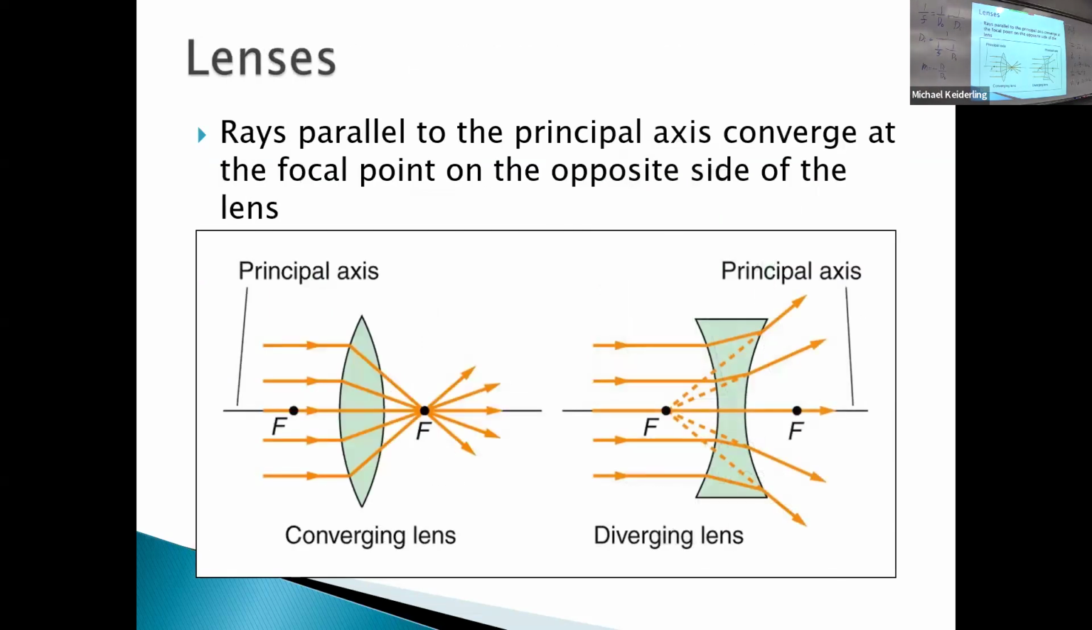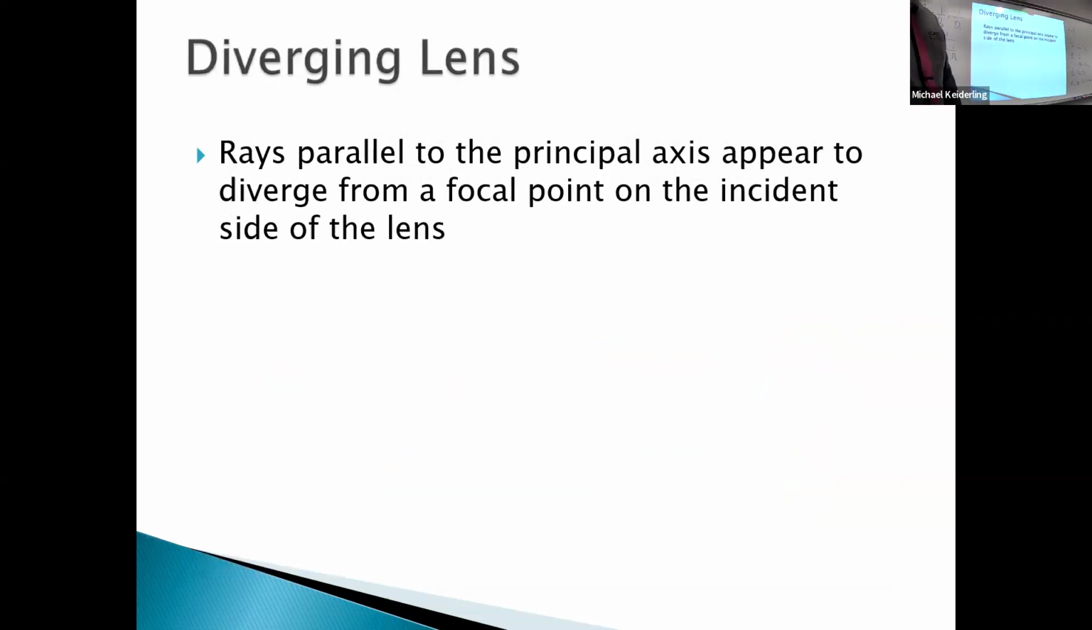And rays parallel to the principal axis will pass through the lens and converge at the focal point on the opposite side of the lens. And rays going through a diverging lens will appear as if they came from the focal point on the same side of the lens that they're coming from. So for a diverging lens, rays parallel to the principal axis appear to diverge from a focal point on the incident side of the lens. I probably should have repeated that.